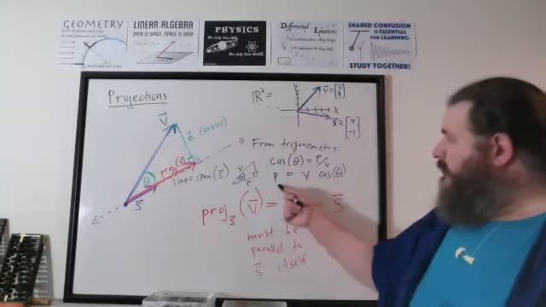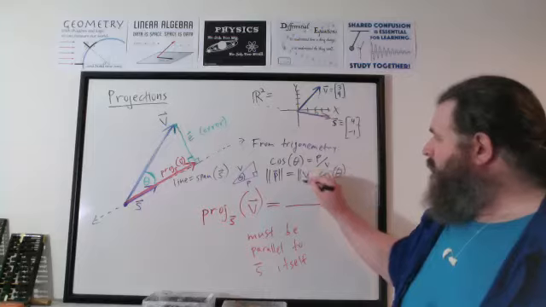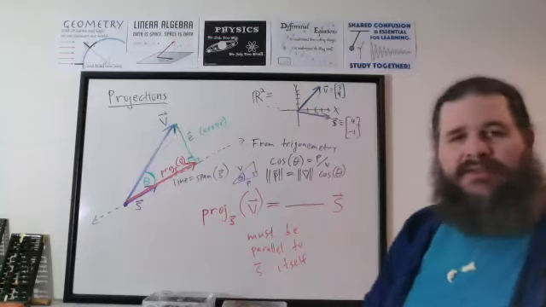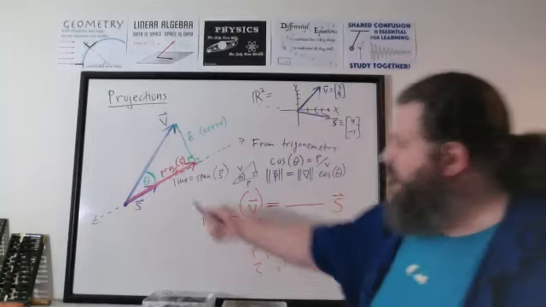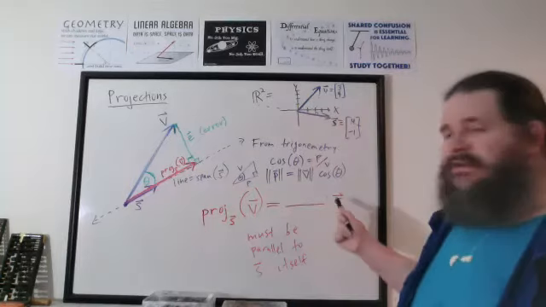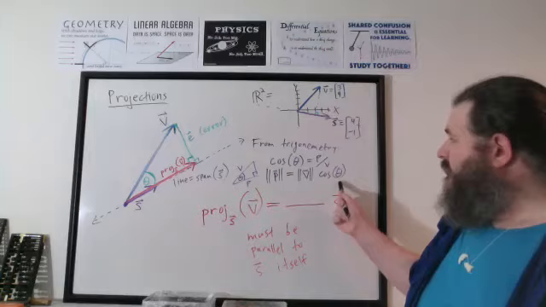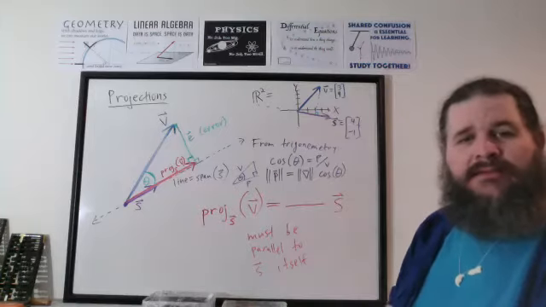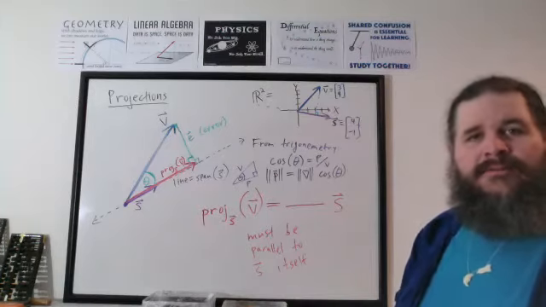So that's really the magnitude we want. We want the magnitude of the projection vector to be magnitude of v times cosine theta. So we know the direction for the actual projection itself. The direction needs to be in the same direction as s. And we know the magnitude has to be v cosine theta. Any questions on that so far?